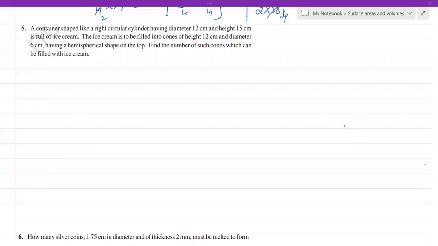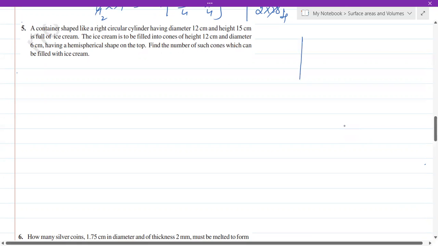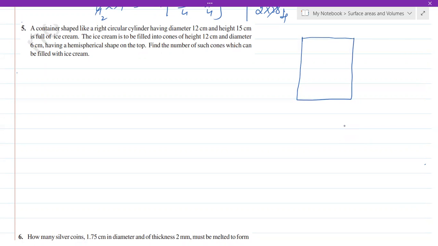We have got a container shaped like a right circular cylinder having 12 centimeter diameter and height 15 centimeter, full of ice cream. So what we have got is a cylindrical shaped container, something like this, which is full of ice cream. Let me represent it like this. Now the diameter is given as 12. So let me take D as 12 centimeter. So radius is 6 centimeter and the height is 15 centimeter.